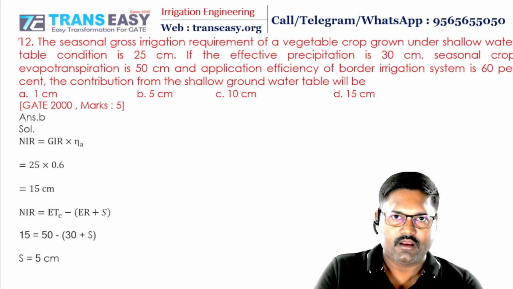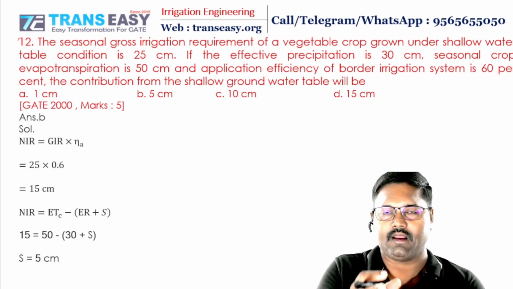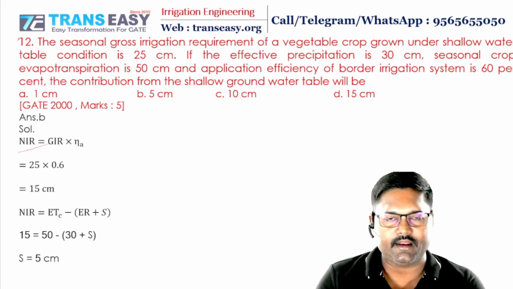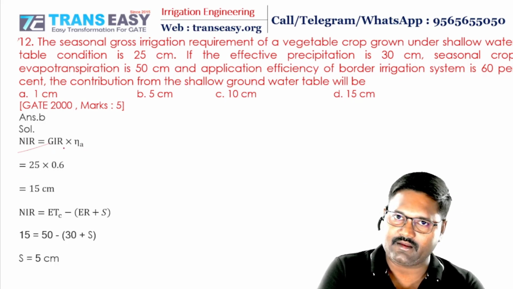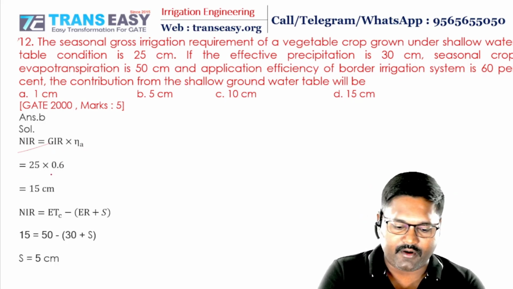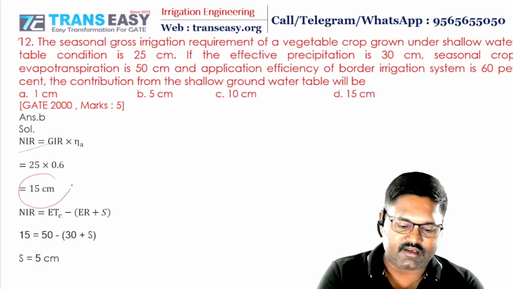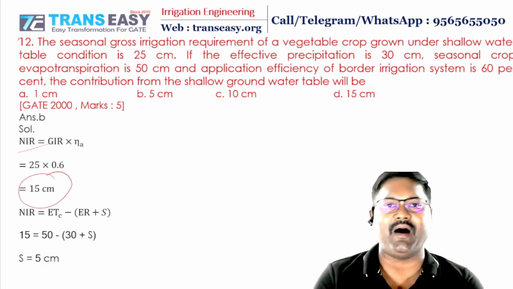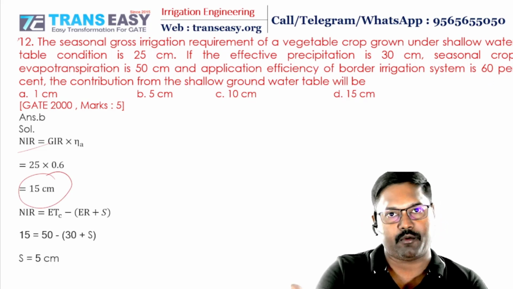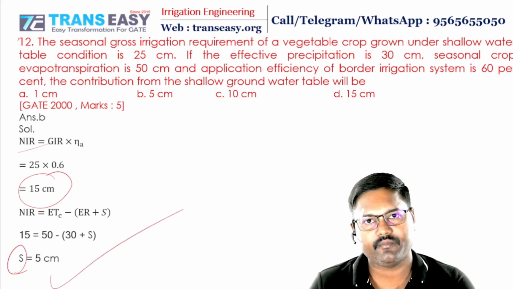conveyance system. With the help of application efficiency from the field irrigation requirement, we can calculate net irrigation requirement. So net irrigation requirement is equal to field irrigation requirement into application efficiency. Field irrigation requirement is equal to gross irrigation requirement. Gross irrigation requirement 25 centimeter, application efficiency 60%. This is net irrigation requirement, and net irrigation requirement is equal to evapotranspiration minus effective rainfall plus soil profile contribution. So guys, soil profile contribution we can calculate.